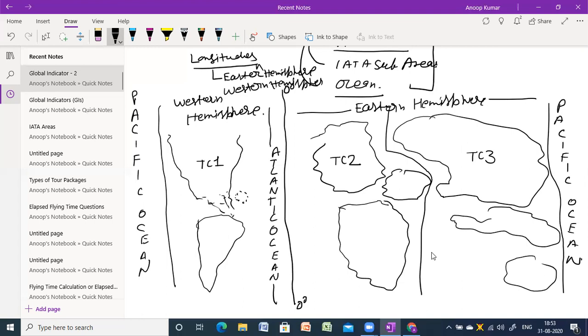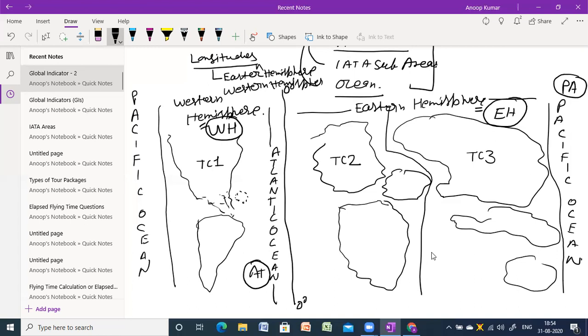WH is basically represented by two letters, WH, and EH is again denoted by two letters, EH. This is WH, and this is EH. This Atlantic Ocean I denote with AT, Atlantic, and this Pacific Ocean I denote with PA. PA is the Pacific Ocean. So this little thing should be set in your mind before studying the global indicators.